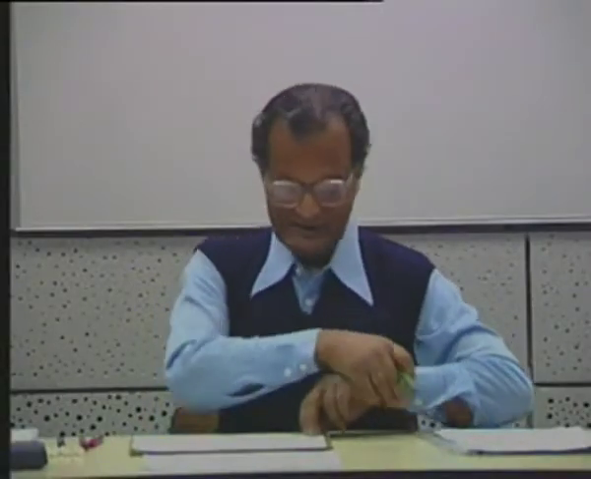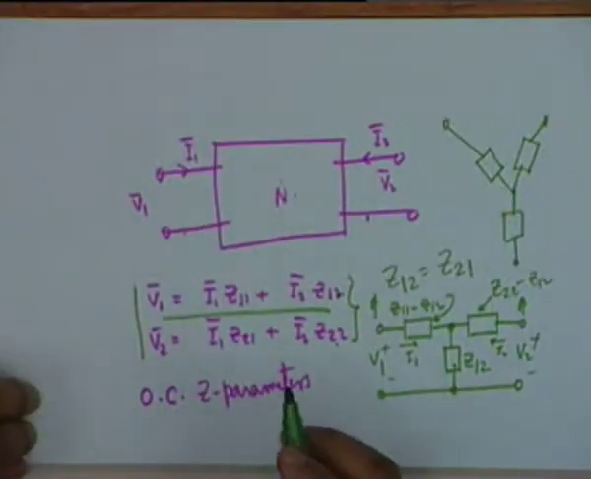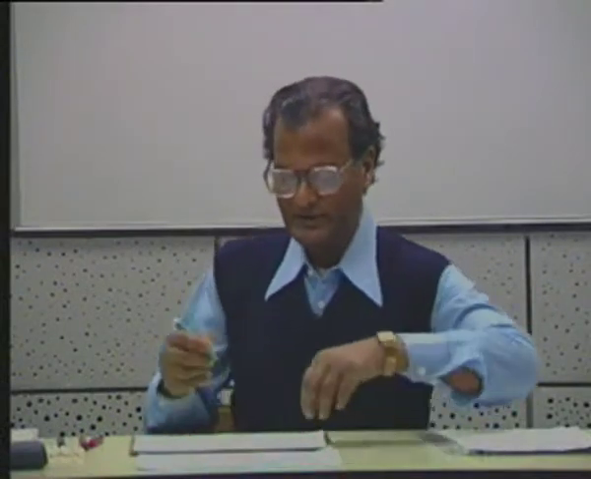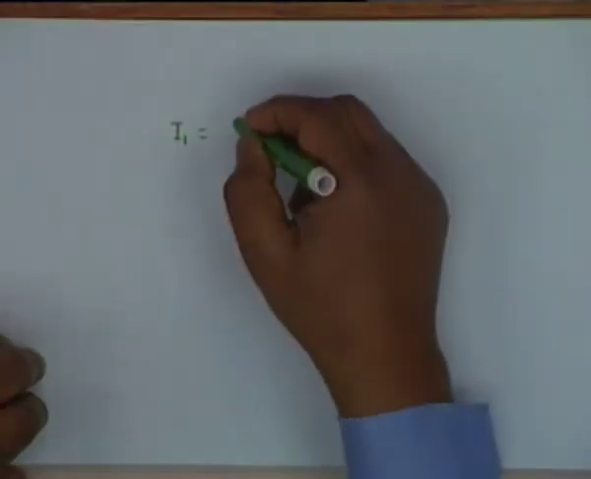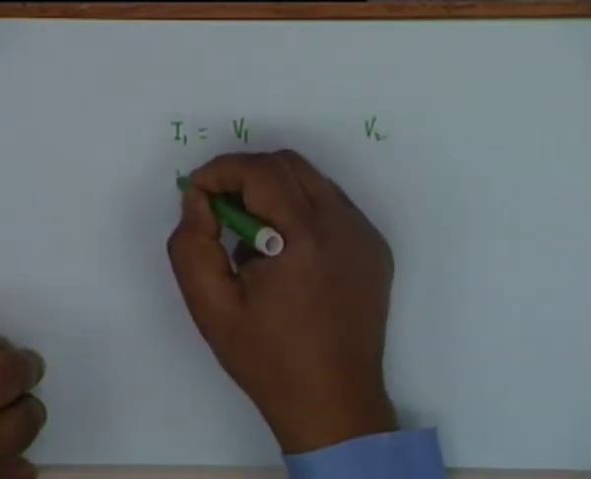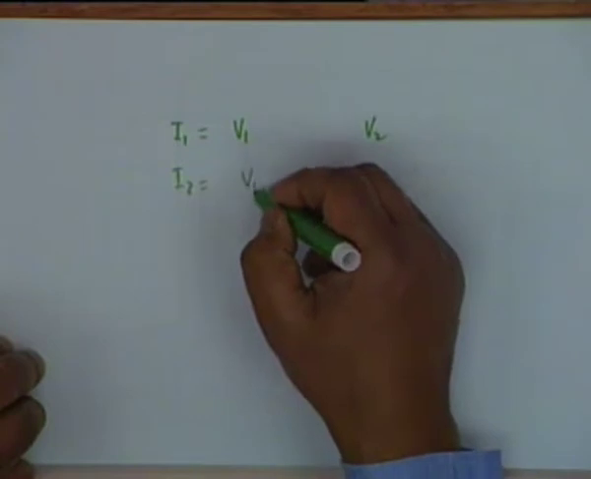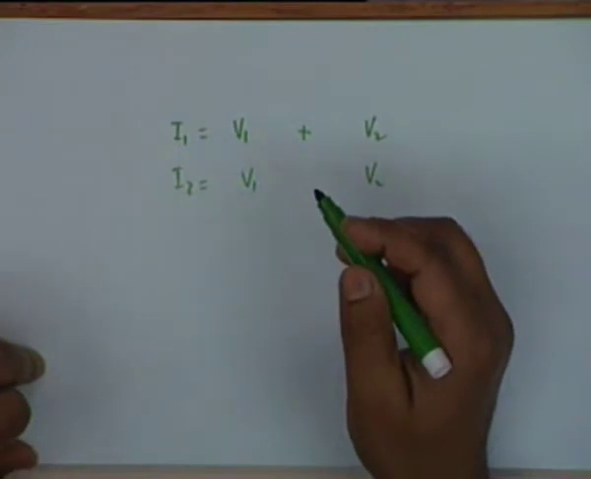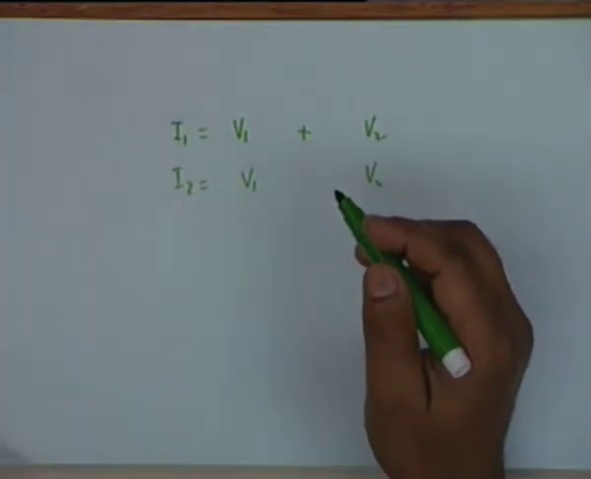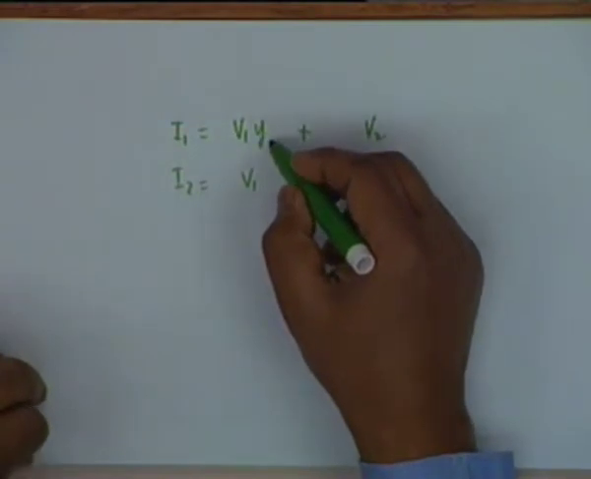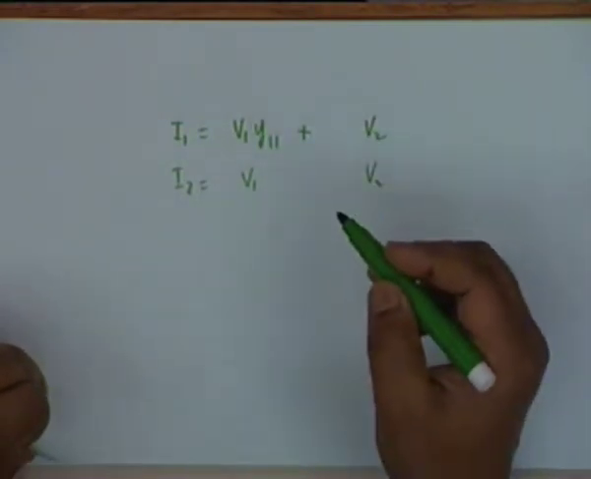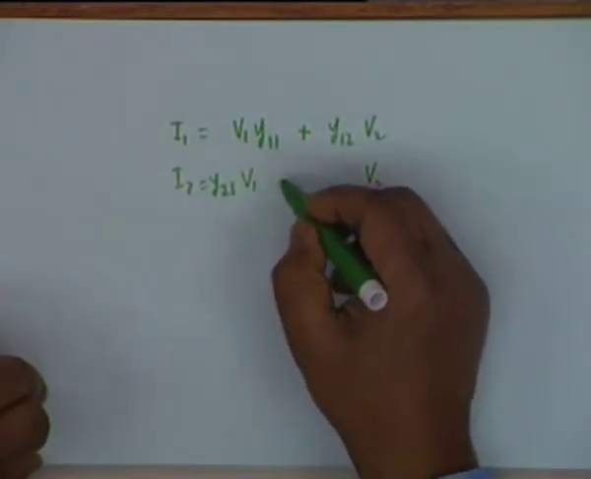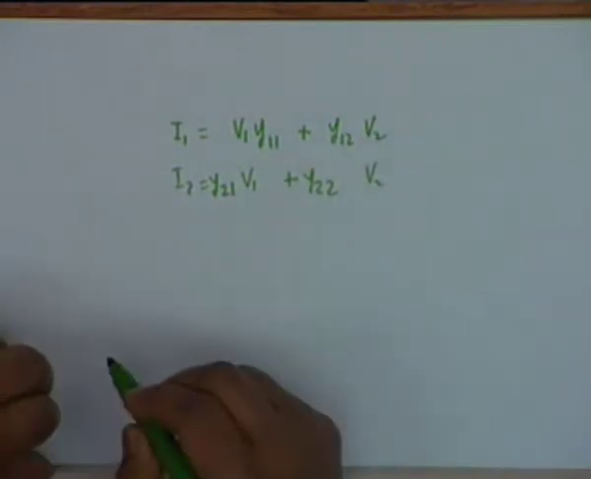Now as I said, there is nothing sacred about the currents being the independent variables. One could also have the voltages as independent variables, and under that condition the relationship shall be such that I1 and I2 shall be expressed as a linear combination of V1 and V2. The coefficients now shall be of the dimension of admittances, and therefore we call these Y11, Y12, Y21 and Y22.